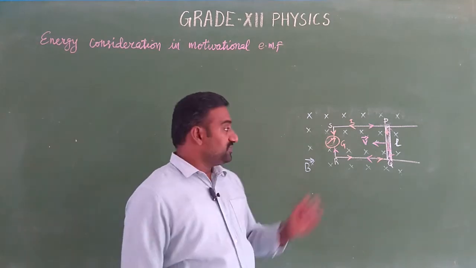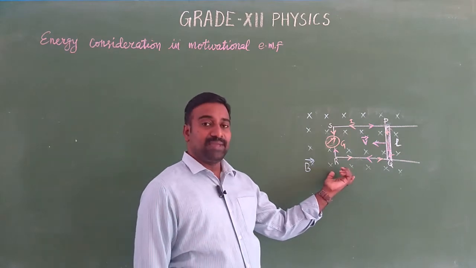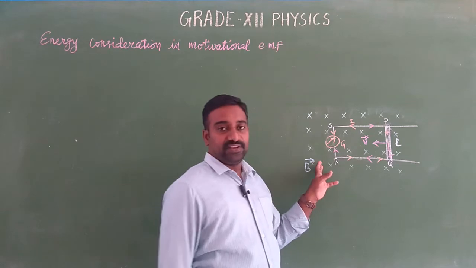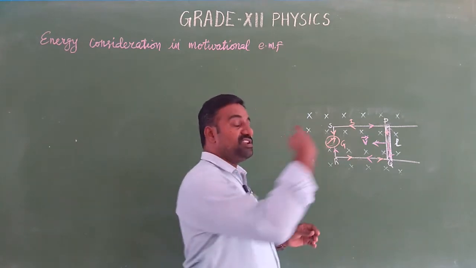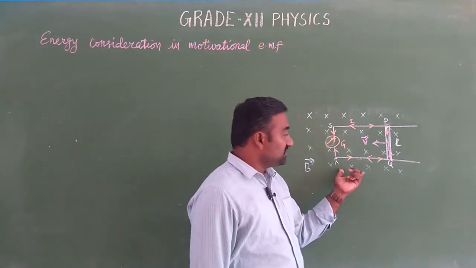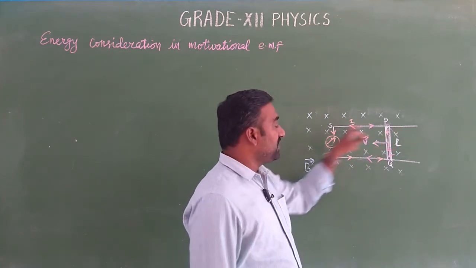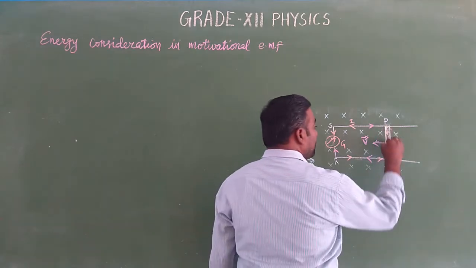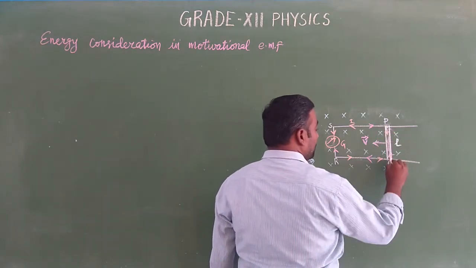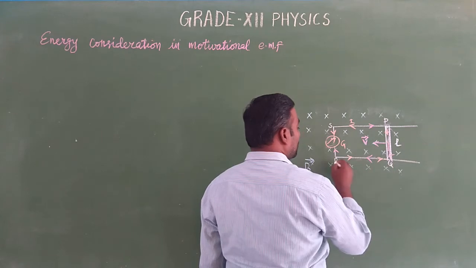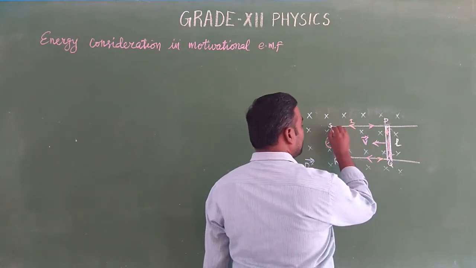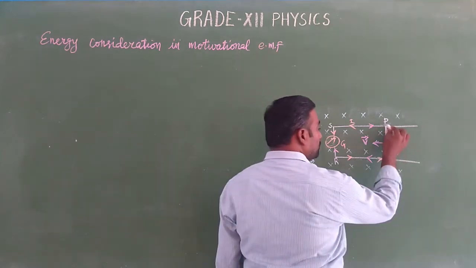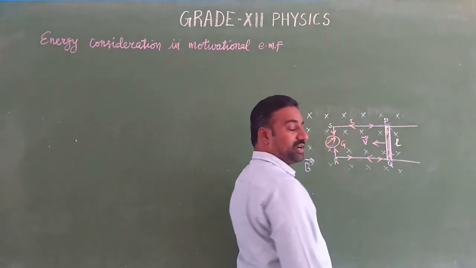So motional EMF is a very simple thing. We have an external magnetic field, which is a cross field, which means the magnetic field is entering into the plane. In this region of the external magnetic field, we have a rectangular conductor. This rectangular conductor has 4 arms: PQ, QR, RS, and SP. We have 4 arms, but only PQ is movable over this rectangular loop.